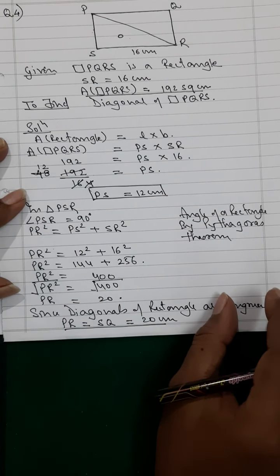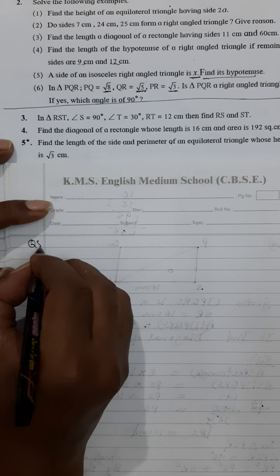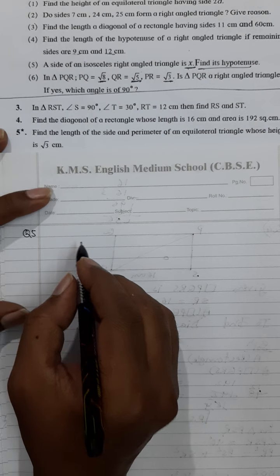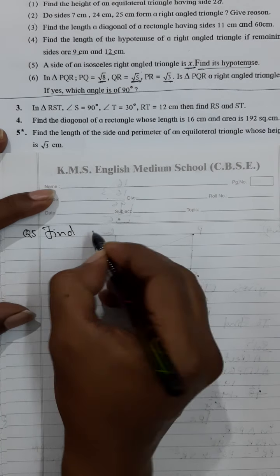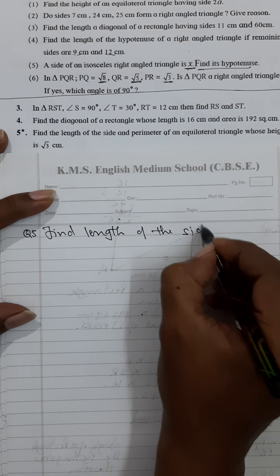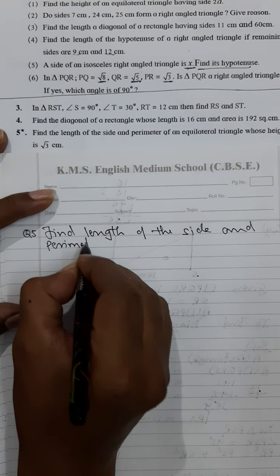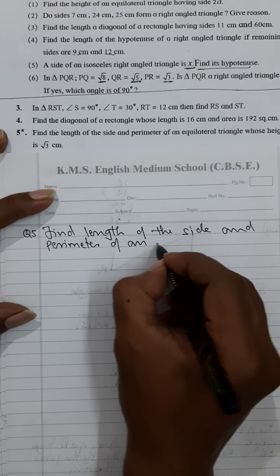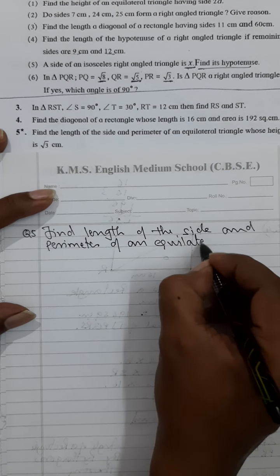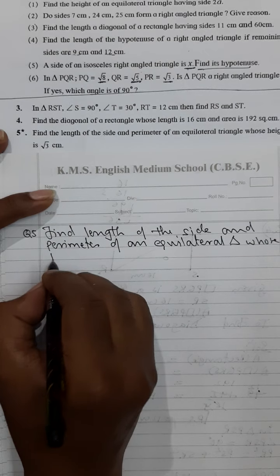Okay, so with this we have finished question number 4. Now we can go for question number 5. In question number 5, what they are asking us is to find the length of the side and perimeter of an equilateral triangle. Find the length of the side, of course, we don't know the side, and also find the perimeter of an equilateral triangle whose height is root 3 centimeter.